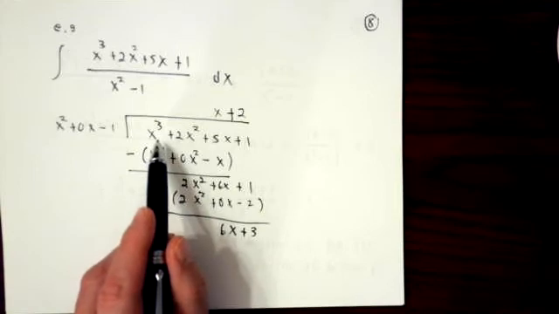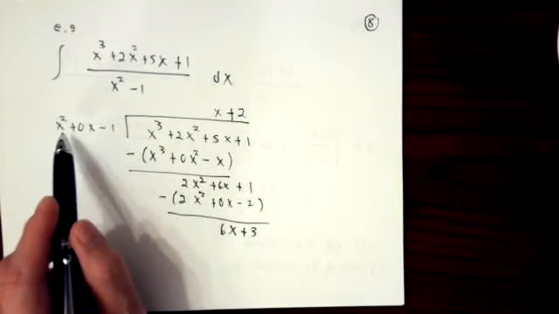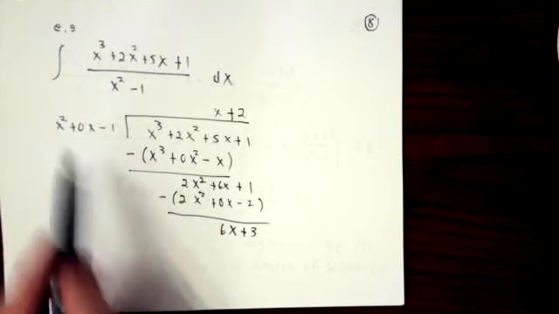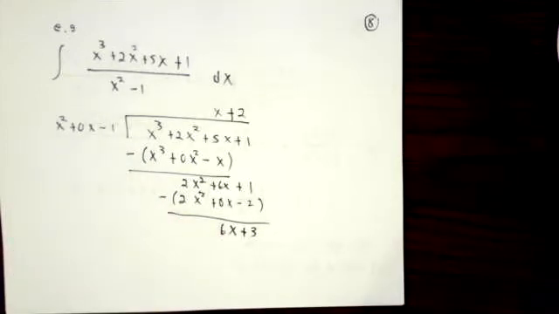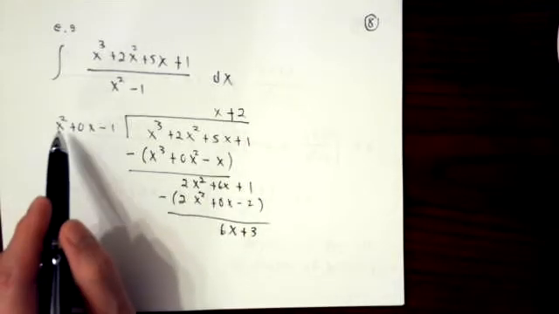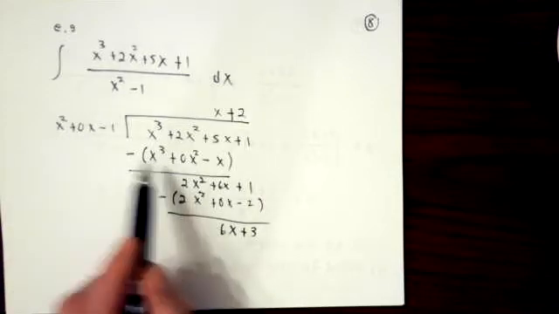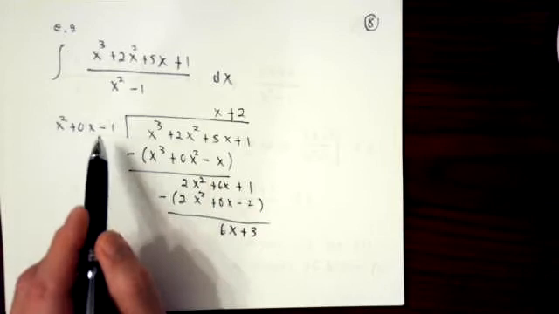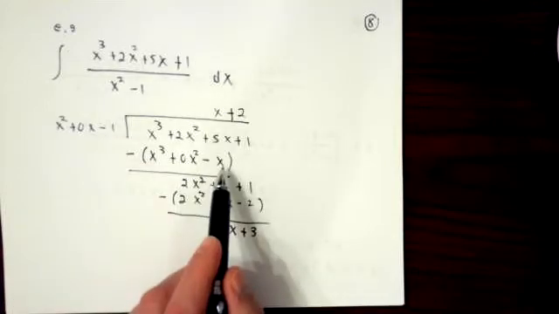This begins with x cubed. That begins with x squared. I need to multiply this by something that starts off with x in order to get that x cubed. So my first thing is going to be x. x times x squared is x cubed. x times 0x is 0x squared, minus 1 times x.